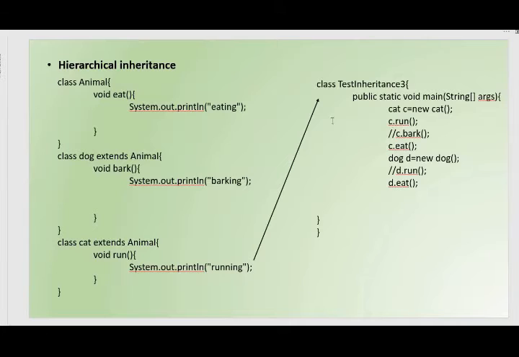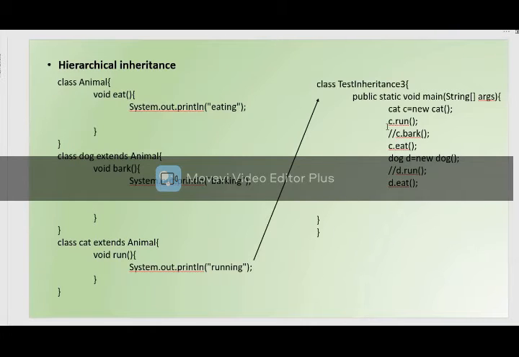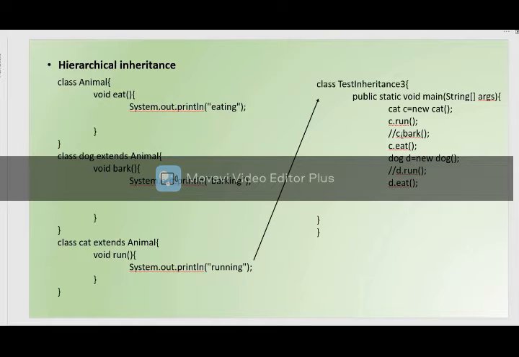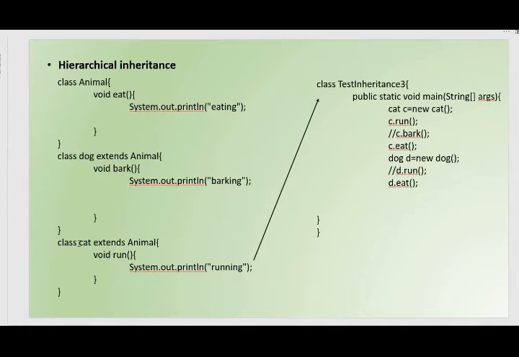c.run(). Here we call the run method using the object. Is it correct? Yeah, of course it is correct, because the Cat class can access, within the class, the Animal class's attributes and methods. c.bark(), is it correct or not correct? Why? The bark method is in the Dog class. The Cat class cannot access the attributes and methods of the Dog class.